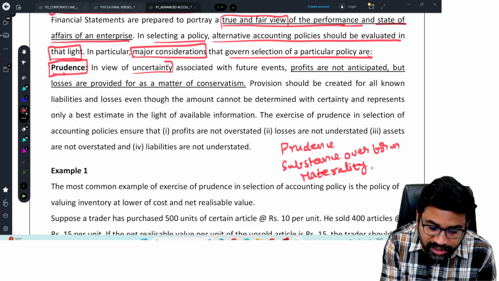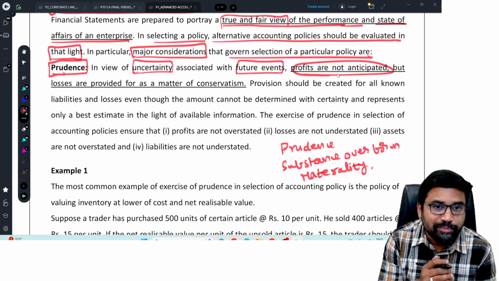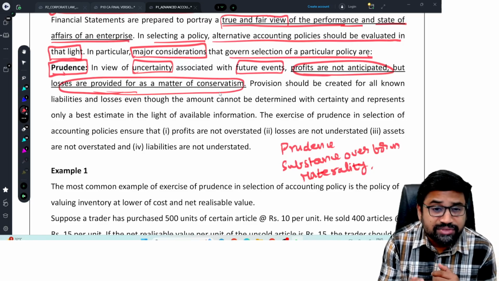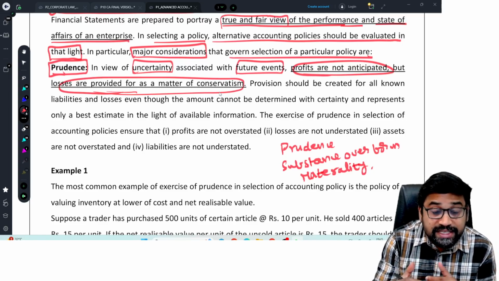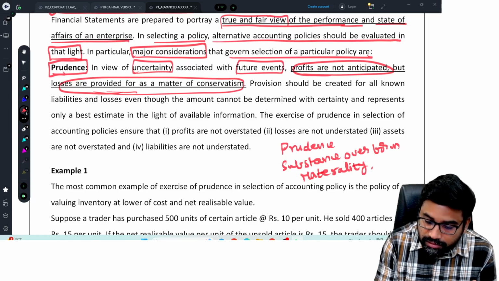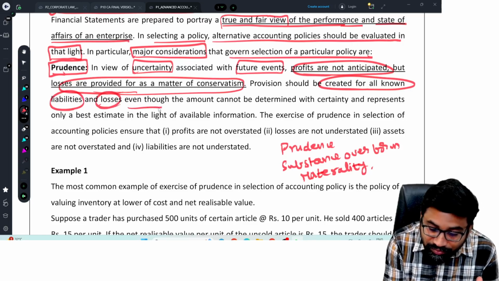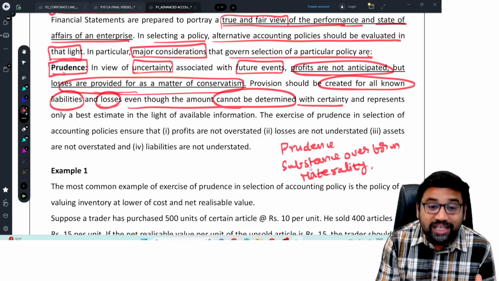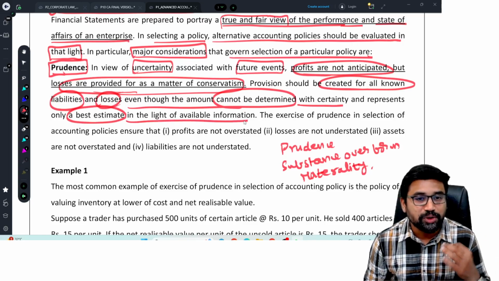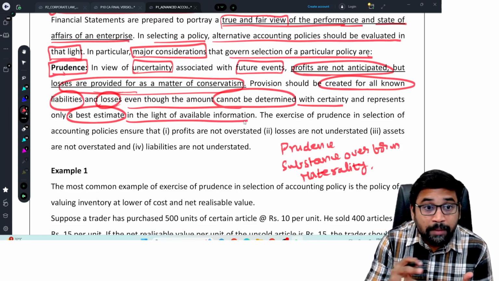See here what the study material says, exact content. In view of uncertainty associated with future events, profits are not anticipated, but losses are provided for as a matter of conservatism. Conservatism means prudence. So losses are provided as a matter of conservatism. You anticipate, you recognize now. No need to wait. And further, provision should be created for all known liabilities and losses, even though the amount cannot be determined with certainty, and represents only a best estimate in the light of the available information. Superb. So these points can be asked as an MCQ. See here what they are saying is the prudence concept.